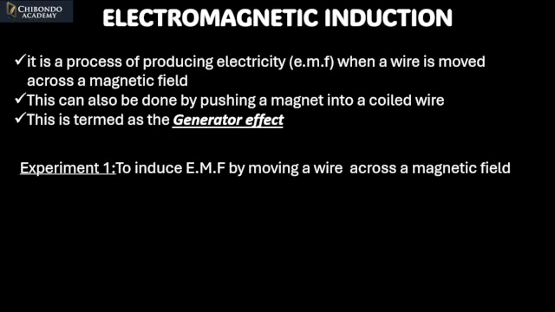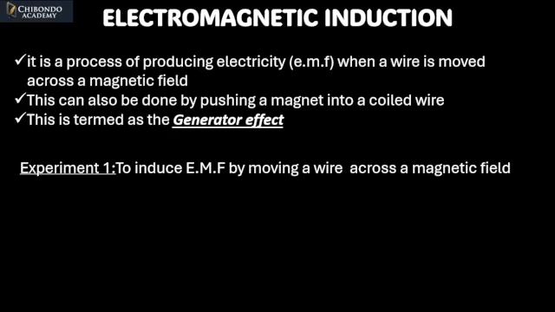So now, what electromagnetic induction does is the opposite of that. Whereas there we were using magnetic fields to produce a force or a rotation effect, here we'll be using the same magnetic field to produce current or to produce electromotive force. And this effect is called the generator effect.